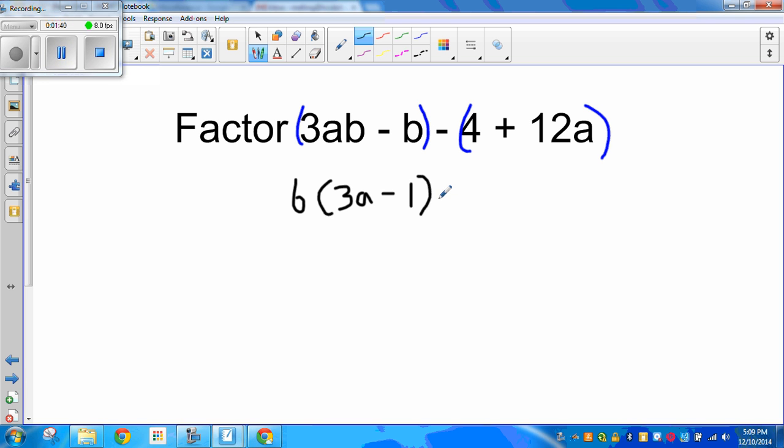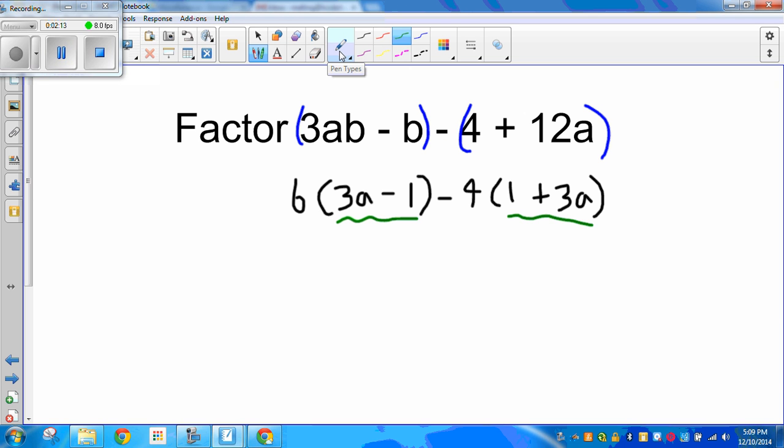When I subtract here, I'll leave that sign here, and notice the only common factor are the numbers, and the greatest common factor that the numbers share is 4. So if I pull out a 4, I end up with 1 plus 3a, and I close off my parentheses. And notice something here. My groups are not the same. I get 1 plus 3a, 1 minus 3a, or 3a minus 1. I need to fix that.